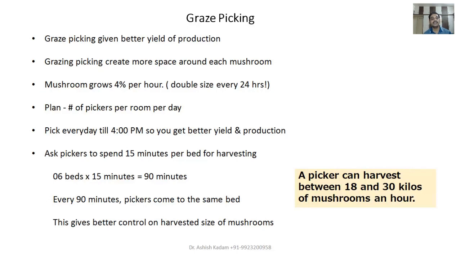Otherwise you will see very big mushrooms in the packet, even 60-70 mm sizes, and even sizes of 30 mm, 40 mm in the same pack. So you will not have uniform size and it will not look good in the packet. If you want the optimum weight, optimum size, and a better rate for your mushroom, we need to have grade picking. This is an art which we can develop among the pickers through training.